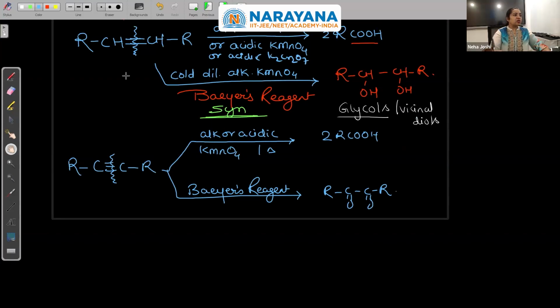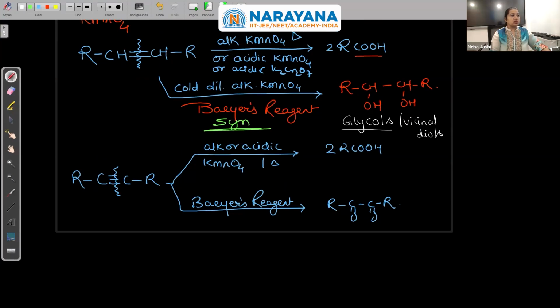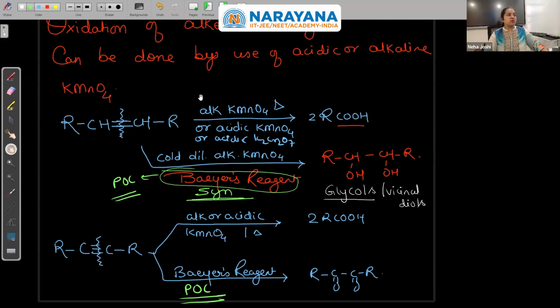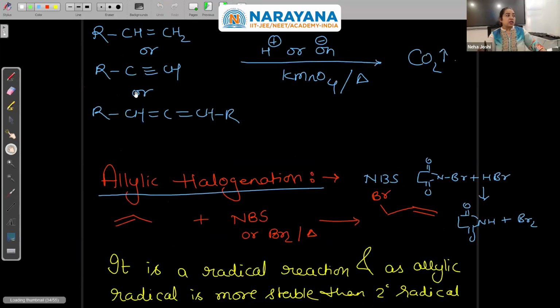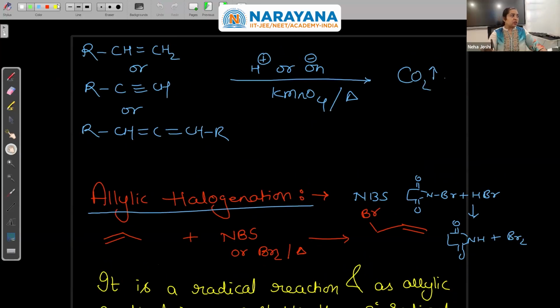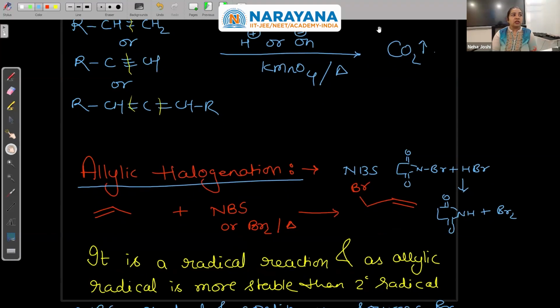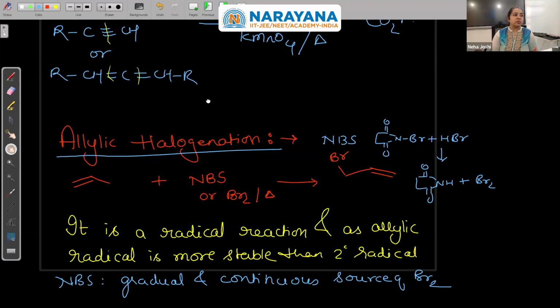Now, decolorization of Bayer's reagent, so this is used as POC, test for unsaturation. The decolorization of Bayer's reagent can be used as a test of unsaturation. Right? Now here, if these are alkynes, these are terminals, right? Like this, or here this. Then with this particularly, this terminal CH2, which could form formic acid, but KMnO4 also oxidizes formic acid. So that is why we are saying CO2 will always be formed.